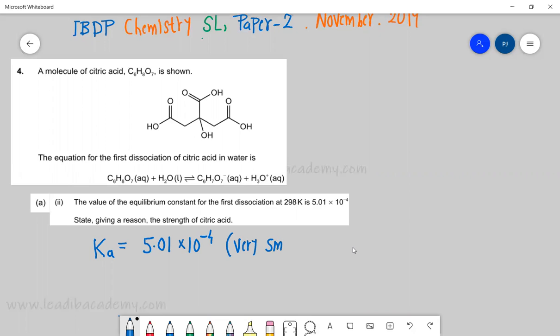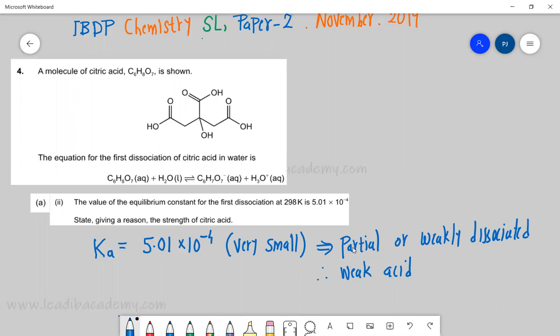So what does it indicate? Dissociation constant indicates that if it is small, this implies that this acid's dissociation is going to be partial or very small, weakly dissociated. And therefore, we can term this citric acid as a weak acid.